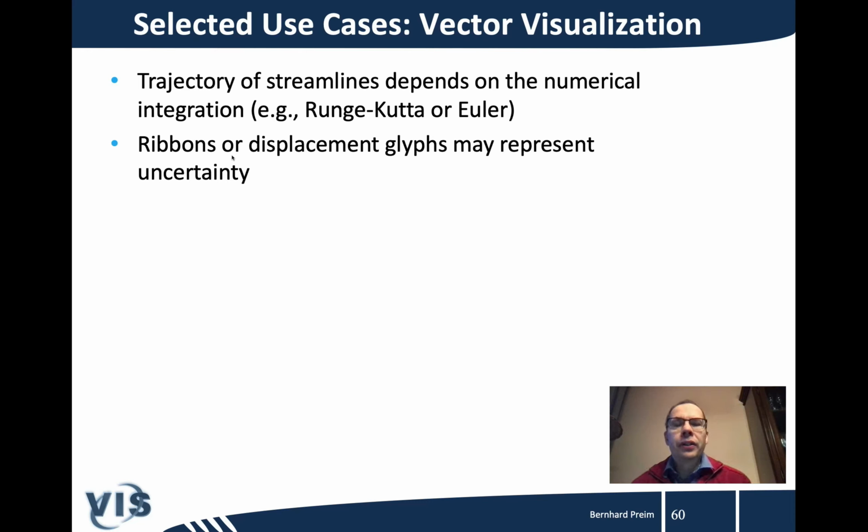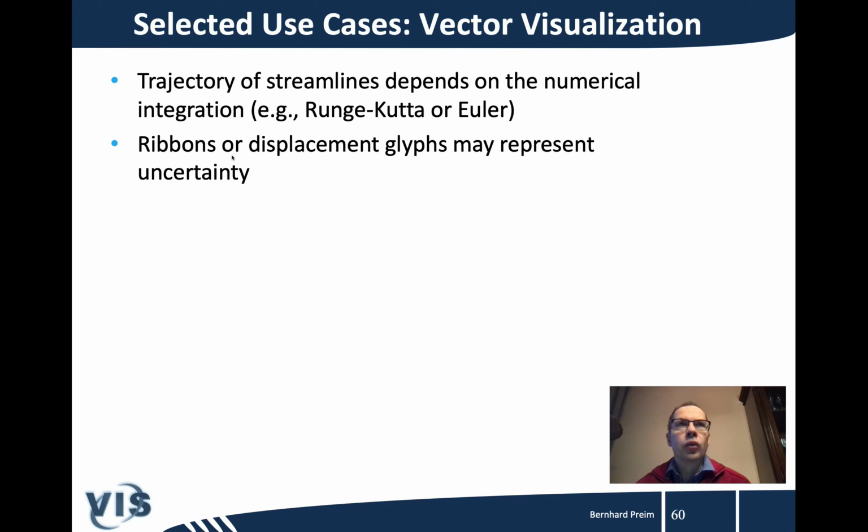Then let me give another example related to vector visualizations. In vector visualization, often analytical methods are used to represent the flow. Examples are streamlines and path lines and streak lines. For static flow fields, streamlines are used. That is based on a numerical integration. You cannot analytically solve these integrals.